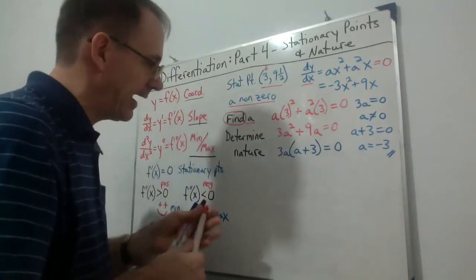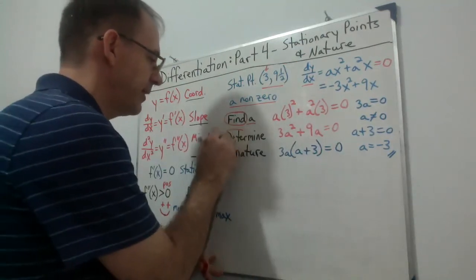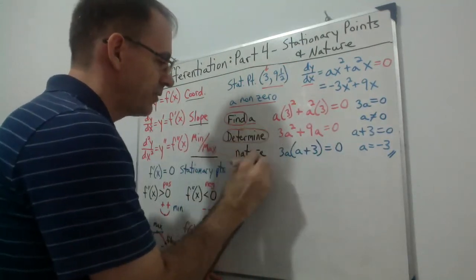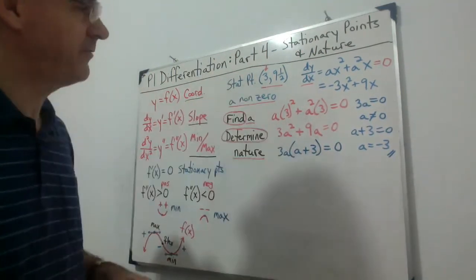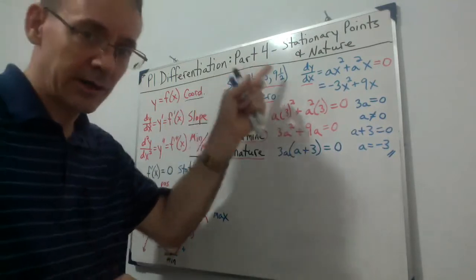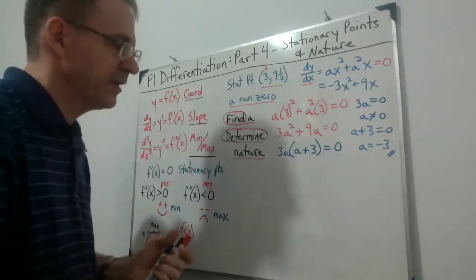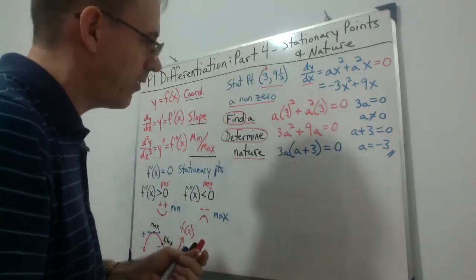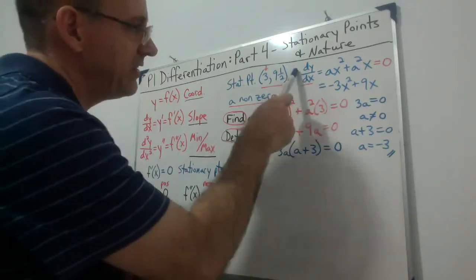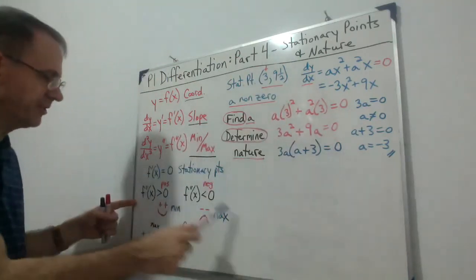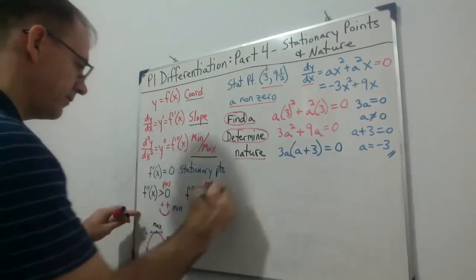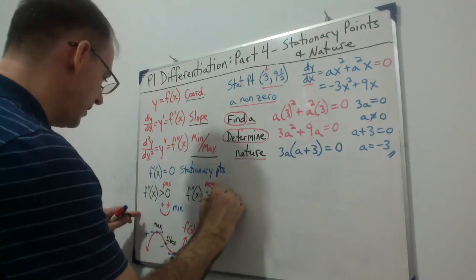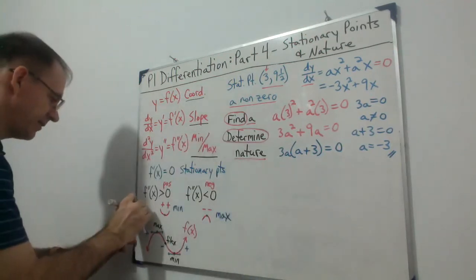Then in part III, it says determine the nature. Well, of course, nature is referring to our stationary point. We already have the value or our location of the stationary point. So what we want to do now is we want to find the second derivative. Nature has to do with second derivative. All of this is nature. Maybe I'll put that over here.